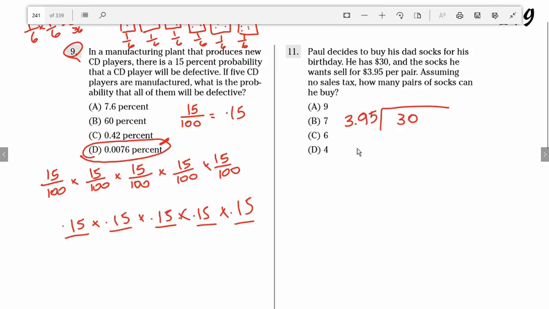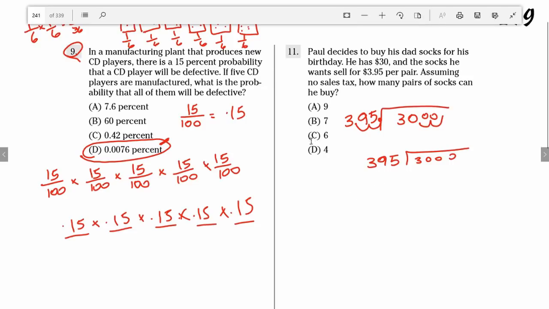3.95. Looks like a fairly simple problem, but you can see we have a decimal here. Remember what I said earlier. You have a decimal on the outside of the division problem. You have to make this a whole number. In this case, we're going to have to move it twice to make that 395. When I move this one twice, I have to take this one and move it twice. So this problem becomes 395 and 3,000. So this problem becomes 3,000 divided by 395.